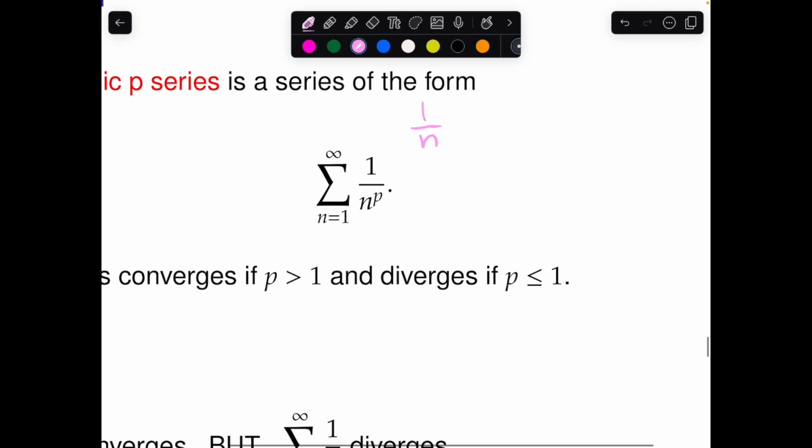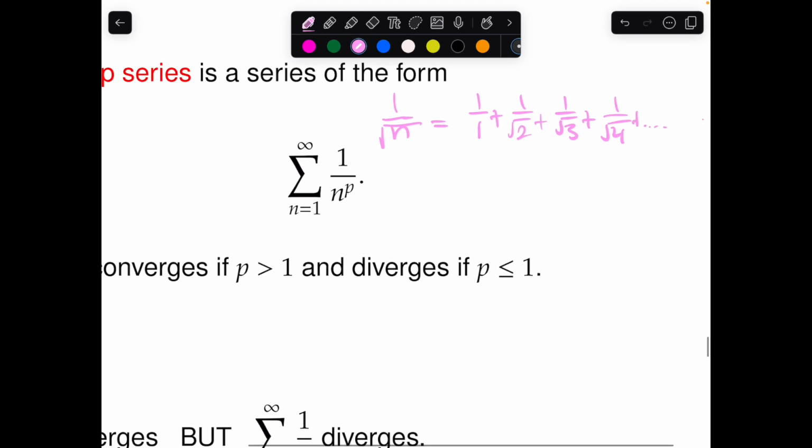And then finally, if you want to look at when p is less than 1, for the other diverge situation, let's say it's 1/2, so it's going to be 1/√n. Then you get 1/1 plus 1/√2 plus 1/√3 plus 1/√4 plus, and so on.